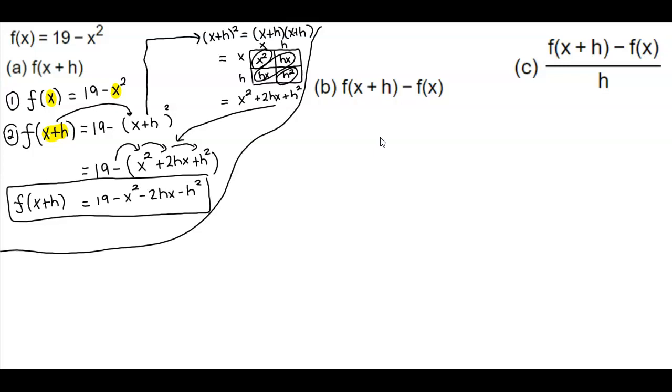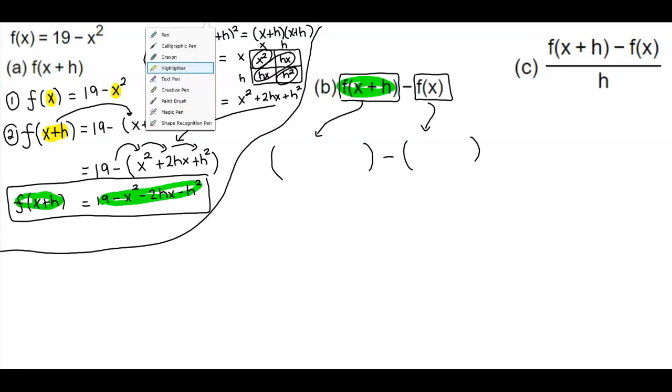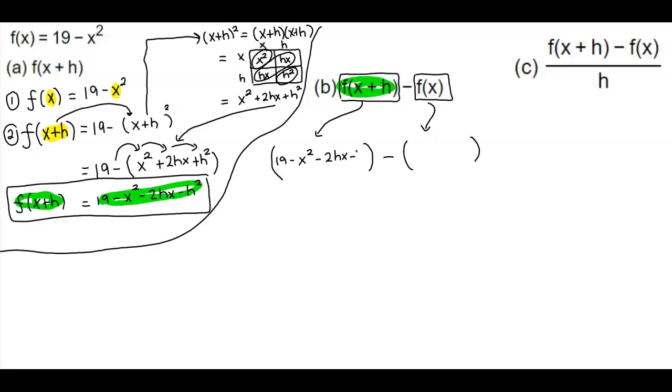Well, part B tells us the following. We're going to take f of x plus h, and then we're going to subtract f of x. So what did we get for f of x plus h? And then we're going to subtract what we have for f of x. So let's go ahead and take a look at that. So we know that f of x plus h, we got the following. Okay, so we're going to go ahead and put that in there. So we got 19 minus x squared minus 2hx minus h squared. And then what is f of x? Well, f of x is what's given, which is 19 minus x squared. So we have 19 minus x squared.